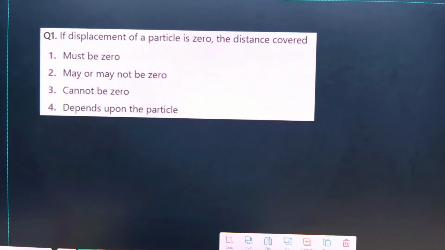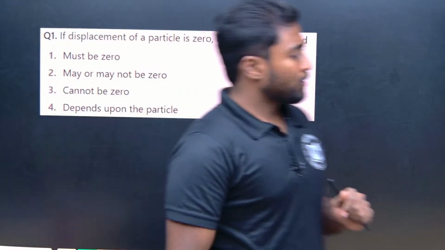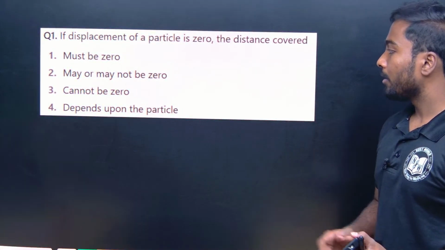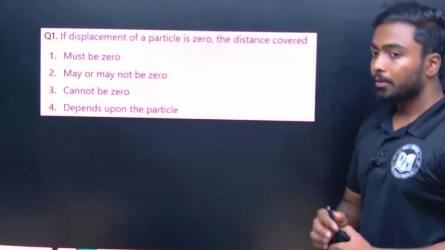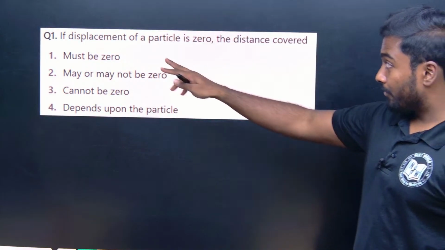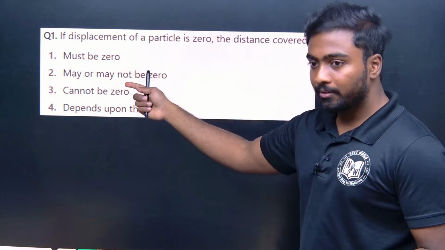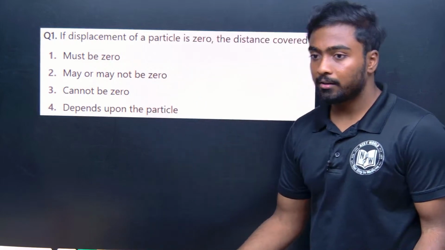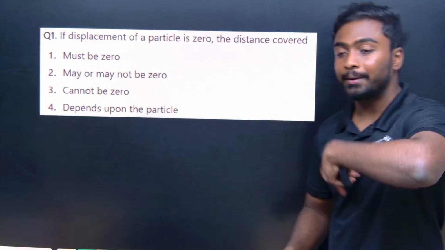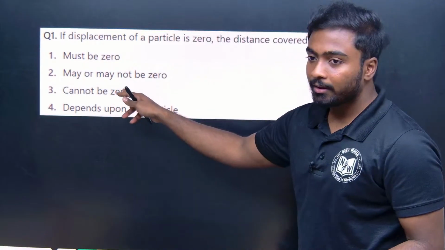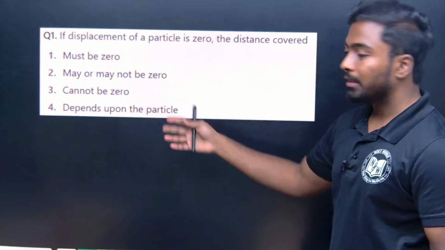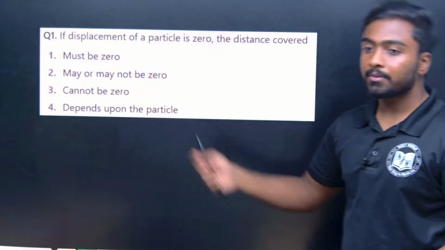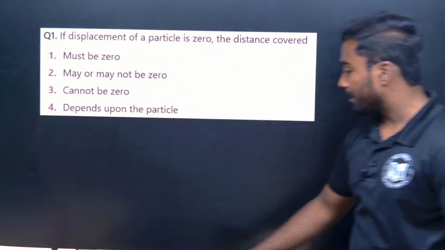Option 1 must be 0, option 2 may or may not be 0, option 3 cannot be 0, option 4 depends upon the particle. As we have seen, displacement can be 0, but distance may or may not be 0, depending upon how it has travelled. So may or may not be 0: option 2 is the answer.